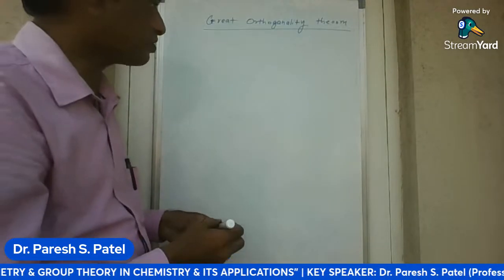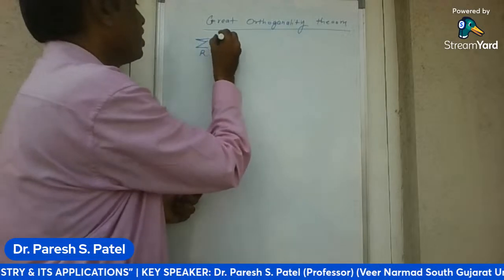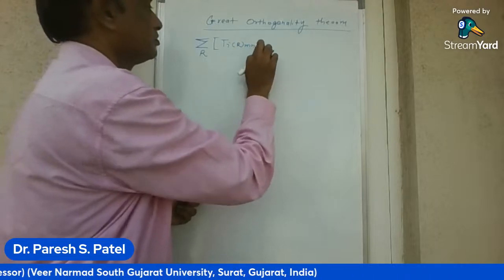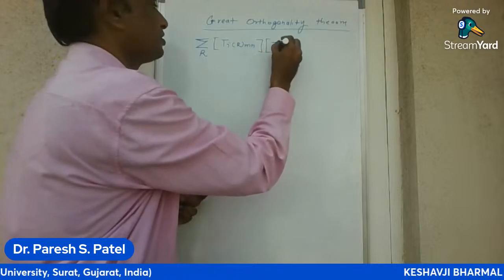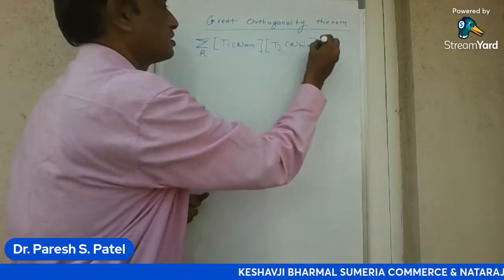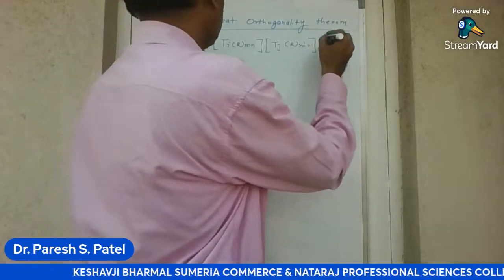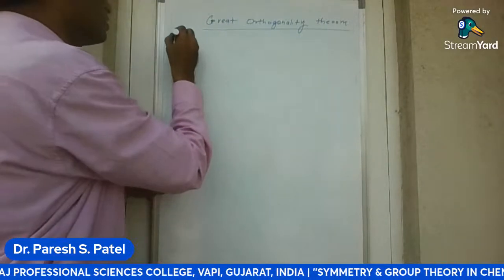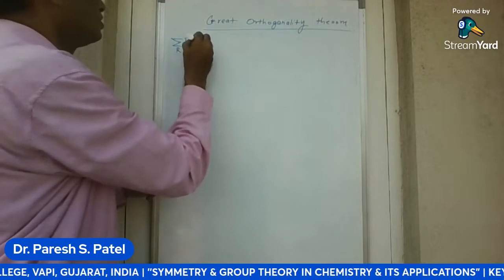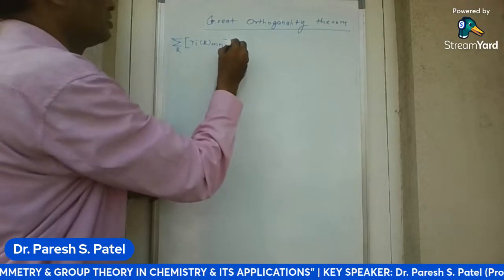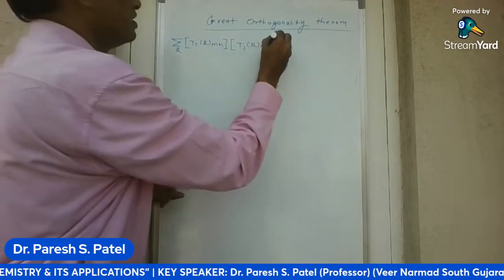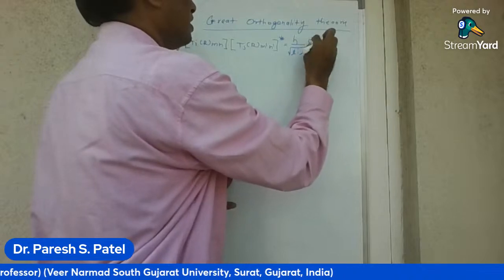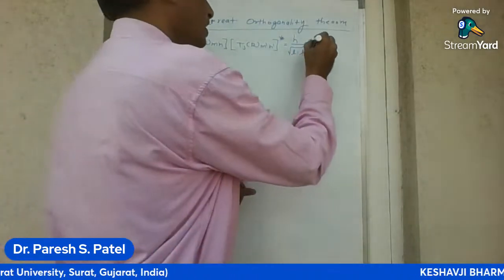The mathematical statement of the great orthogonality theorem is: summation over R of Γi(R)mn times Γj(R)m'n' is equal to h by square root of li lj, times delta ij, delta mm', and delta nn'.